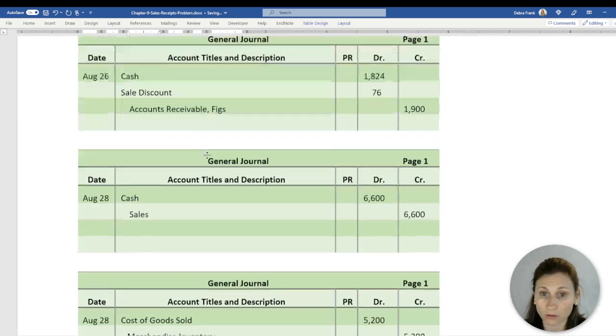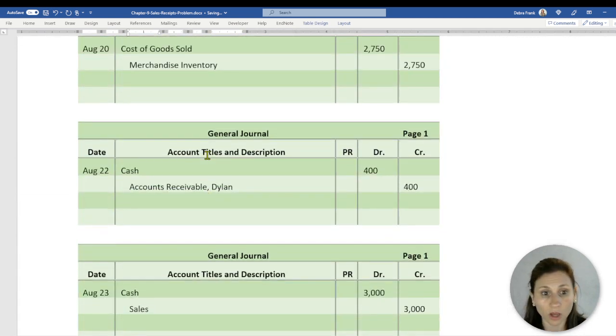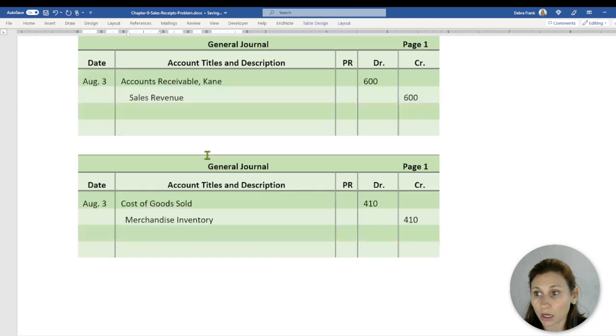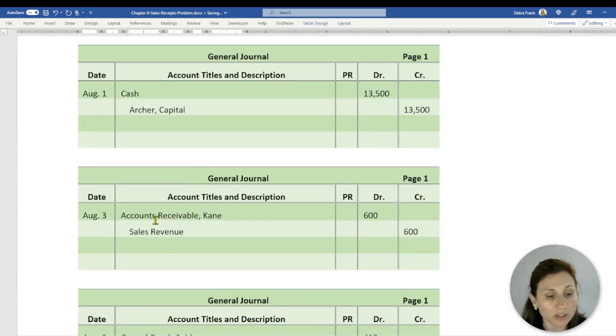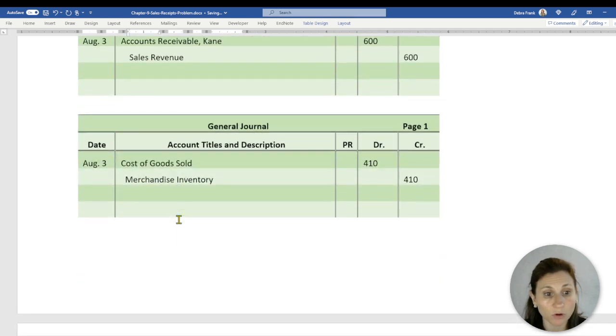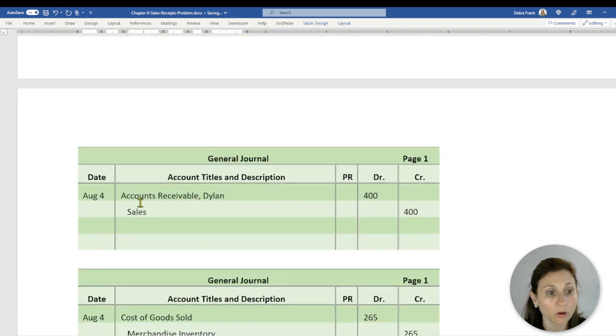So if I can get all the way back up here, I'm not going to show you all this going through all this, because I'll just give you a headache with all the scrolling. But you can see accounts receivable came for 600 debit. So I'm going to record that in my T account. That was August 3rd. And I'm going to keep going and say, okay, where's my next one? Oh, August 4th, Dylan, 400.